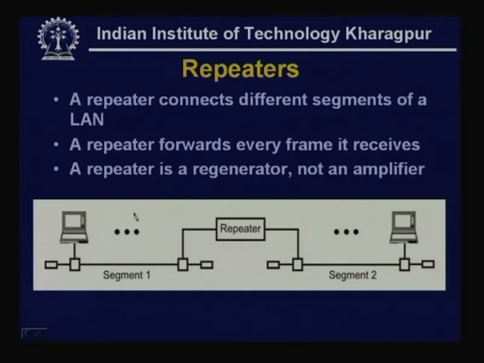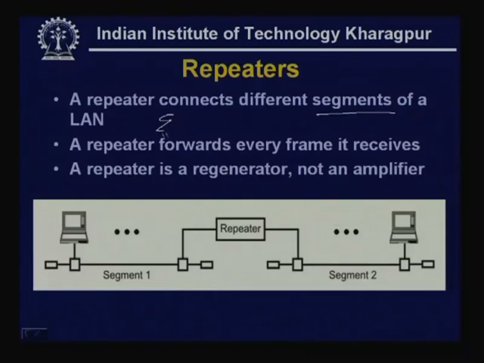A repeater connects different segments of a LAN. We have seen that there is a maximum length of a segment of a network. For example, if you are considering Ethernet, the maximum segment length of 802.3 Ethernet is 500 meters. But if you want a single network with a span of more than 500 meters, then you have to use a device known as a repeater in between two segments.